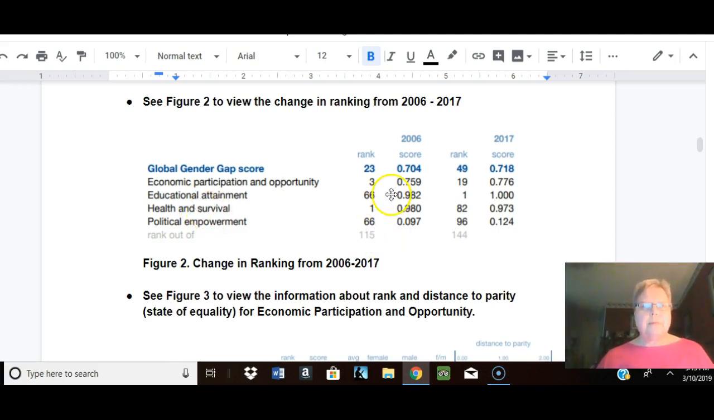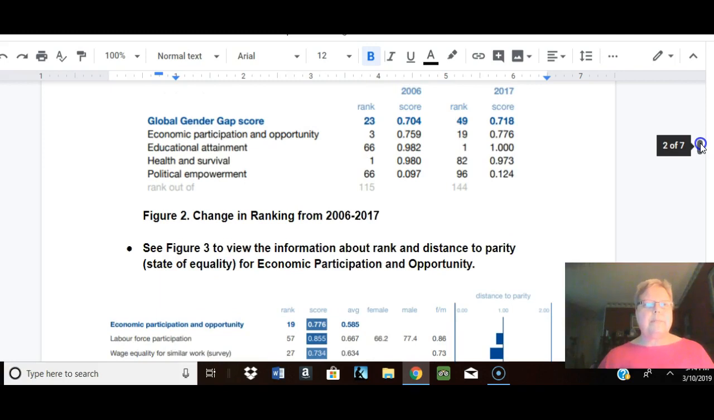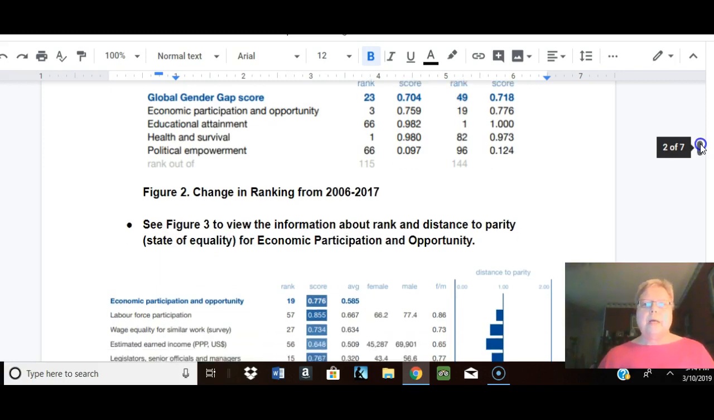However, look, health and survival in 2006, we're at 1.98, but we've come down to 82nd at 0.973. And is that a tremendous drop? No. And one of the things could be that other countries came up sufficiently that it lowered our ranking. But see, this is what you're going to figure out when you look at it. You're going to try to figure out what's going on here. What does it mean? All right.